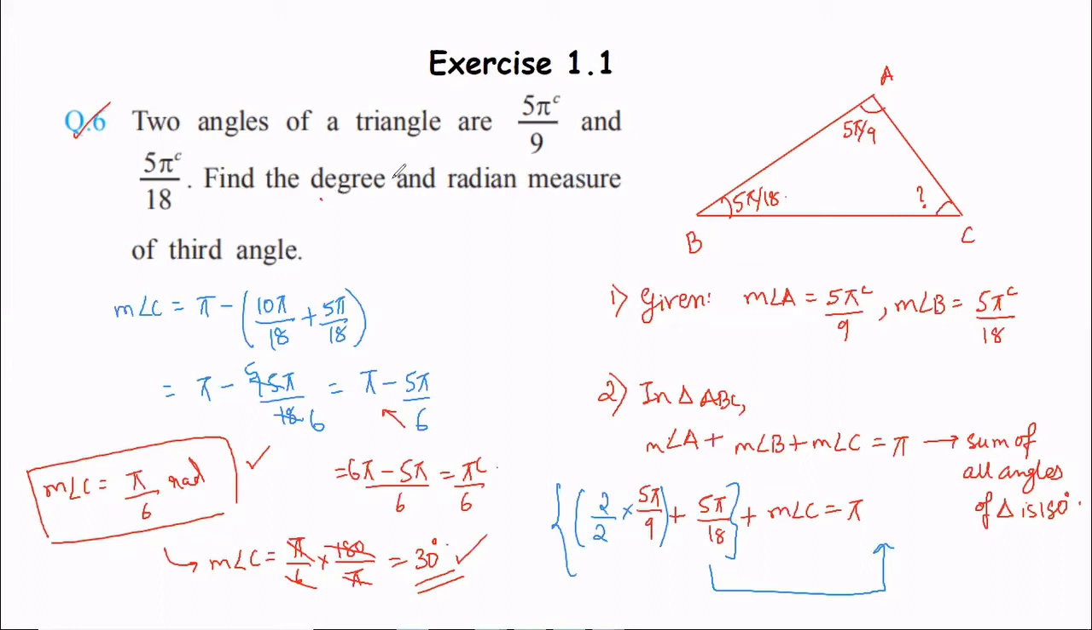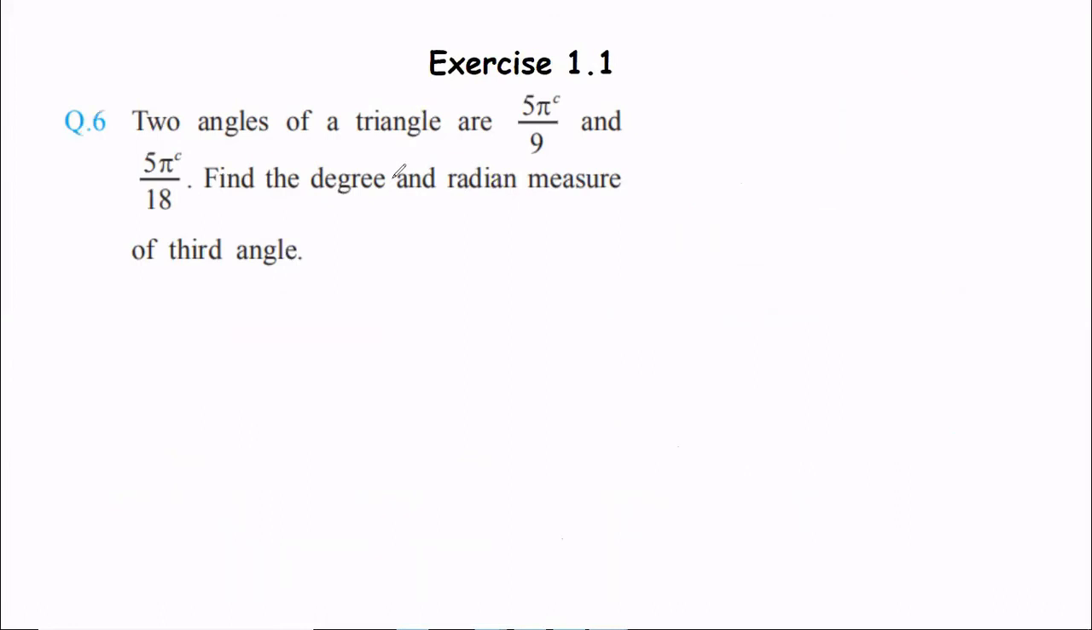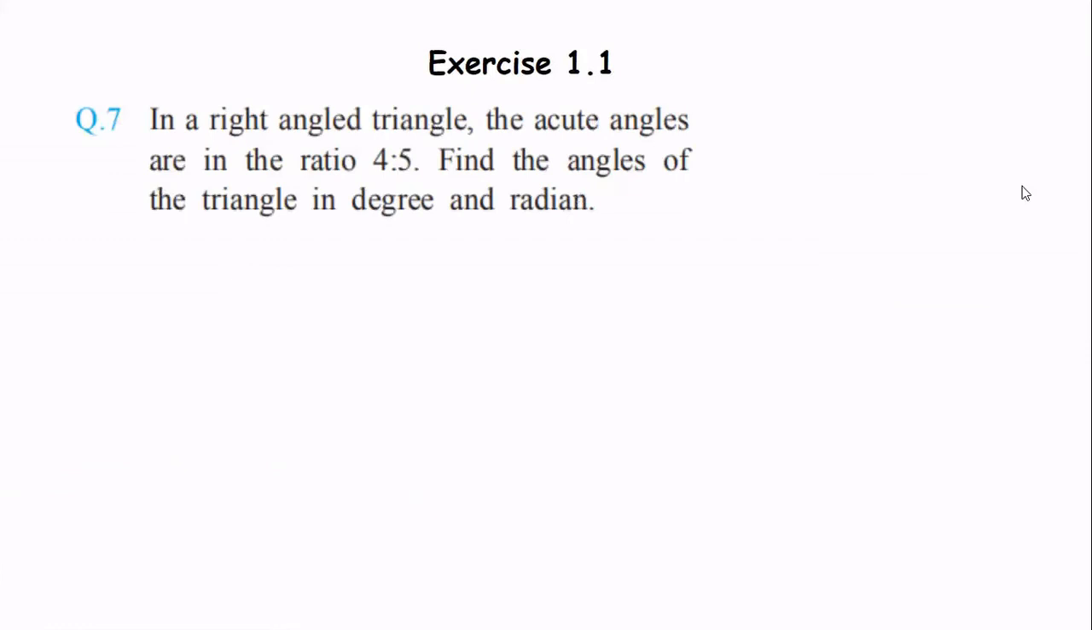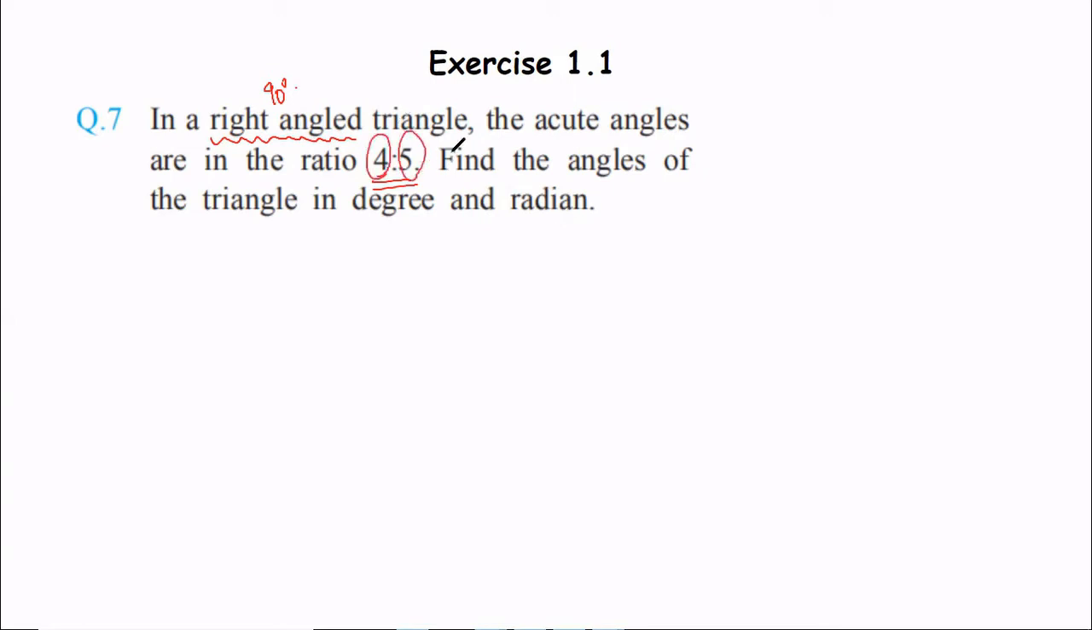Copy the question so we can move to the next one. Next question, question number 7. This is quite interesting. In a right angle triangle, over here we have some clue. The triangle is said to be right angled. That means one of the angles will be 90 degrees. The acute angles are in the ratio 4:5. Find the angles of the triangle in degrees and radians. So we need to find both the angles, the one in the ratio 4 and the other in the ratio 5, in terms of degrees and radians.